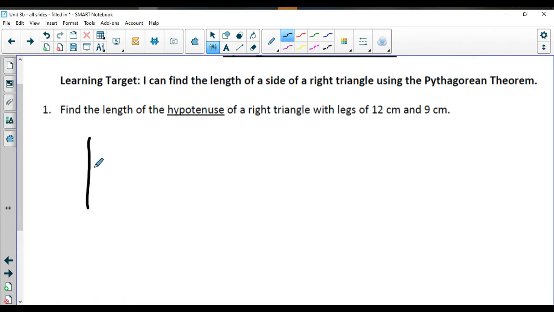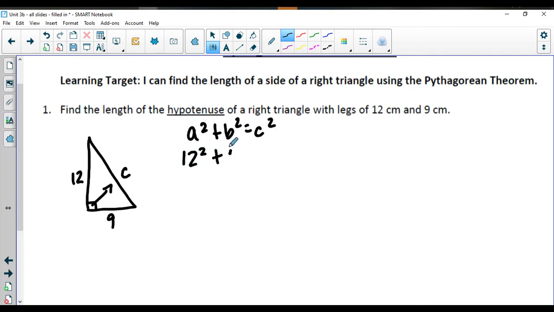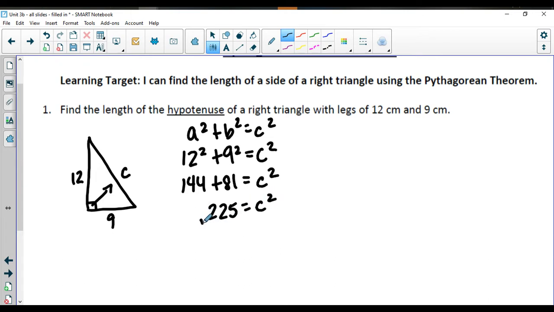So I'm going to just draw a quick sketch here, nothing too fancy. Legs are going to make up those sides of the right angle, and we're looking to find c, the hypotenuse. So we start off with a squared plus b squared equals c squared. 12 and 9 are interchangeable for a and b. So we get 144 plus 81 equals c squared. Adding together 144 plus 81, we get 225 is equal to c squared.